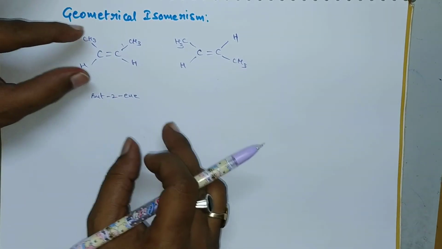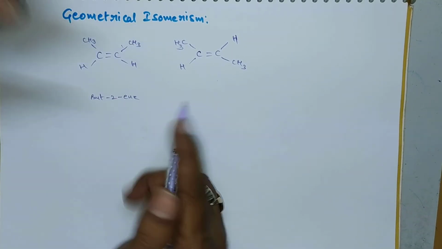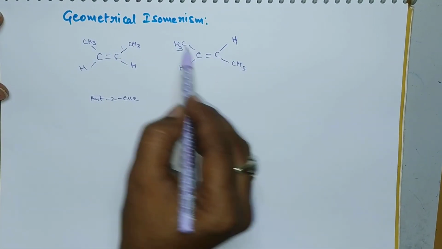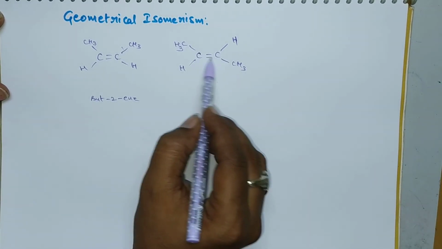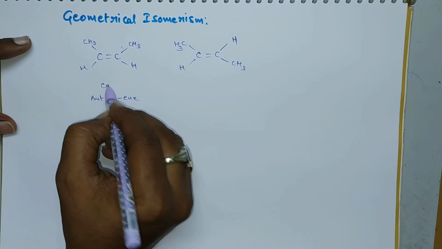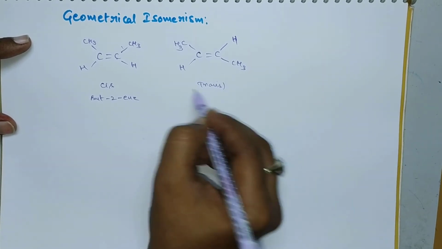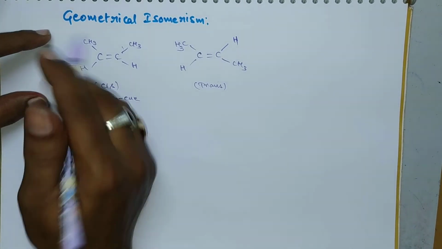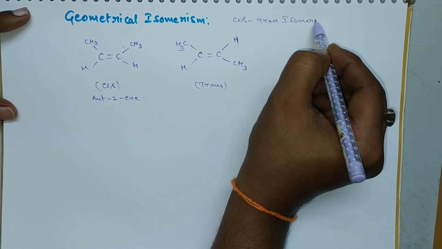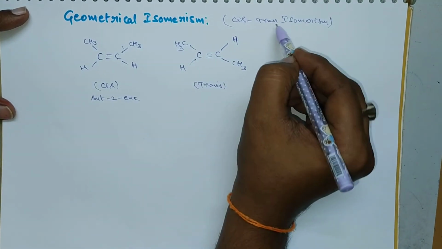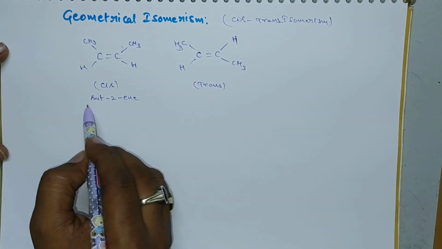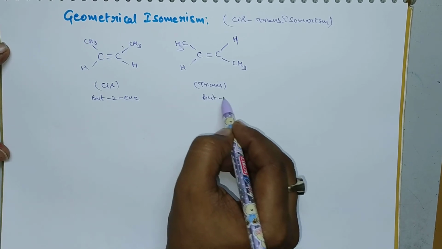In this molecule, the two methyl groups are present on the same side, above the plane of the carbon-carbon double bond. Here, one methyl group is above the plane of the double bond and one is present below the plane. So there exist two types of isomers. This isomer is called cis isomer and this isomer is called trans isomer. That's why geometrical isomerism is also called cis-trans isomerism. Here the molecule is cis but-2-ene, and here it is trans but-2-ene.